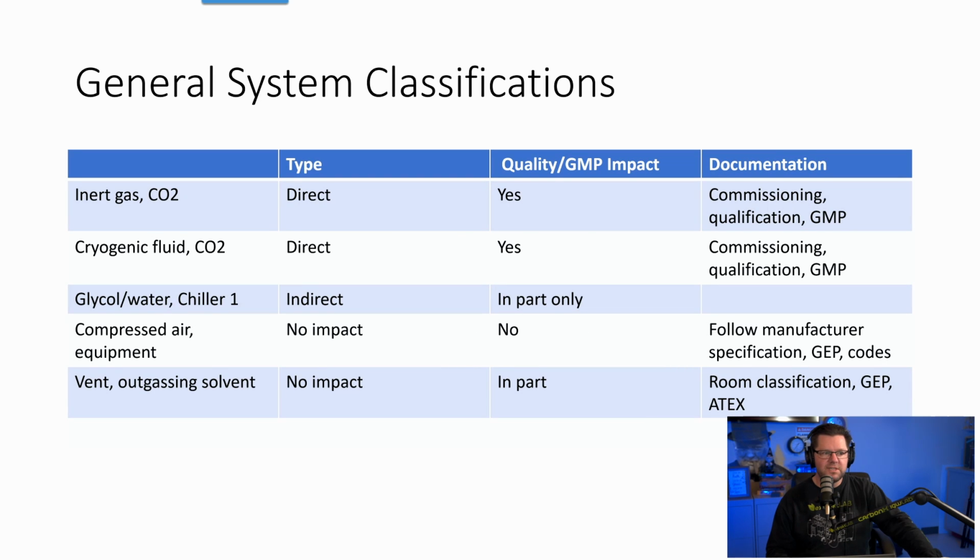So, general system classifications. Here are some examples for you. Here you've got inert gas, CO2. I'm categorizing it as a direct impact because the CO2 comes in, it touches the plant, and all the little oils dissolve within the CO2, right? And then, yes, it will have a direct impact on the quality.